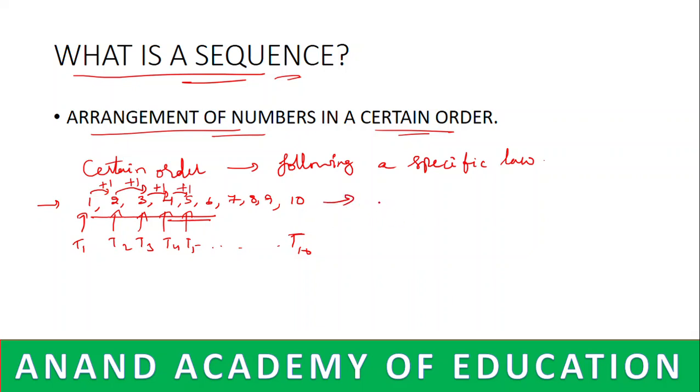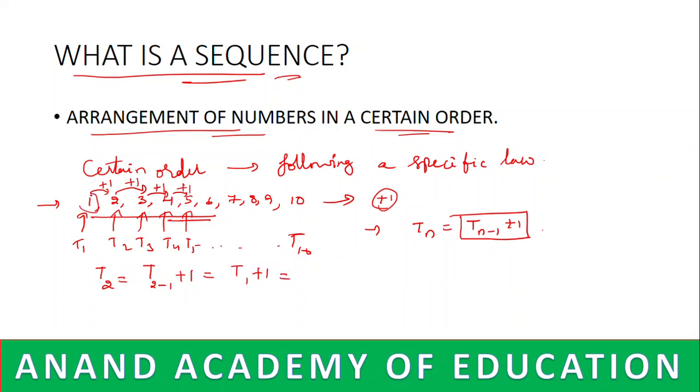So what is the law here? The law is adding 1 to its prior term. So how is Tn formed? Tn is formed by adding 1 to Tn minus 1, isn't it? So Tn is equal to Tn minus 1 plus 1. So what is T2? T2 is T2 minus 1 plus 1, that is equal to T1 plus 1. What is T1? T1 is 1. So 1 plus 1, 2.